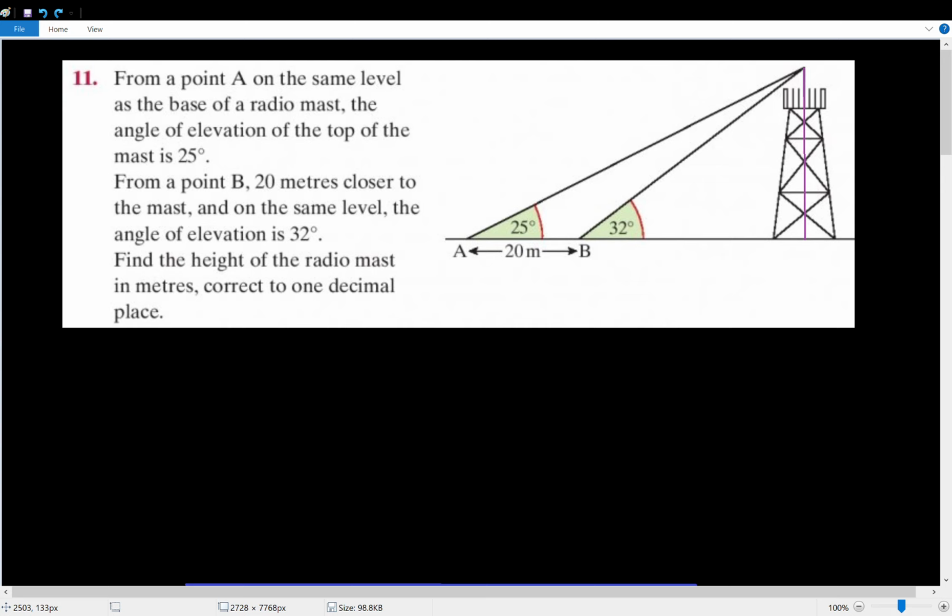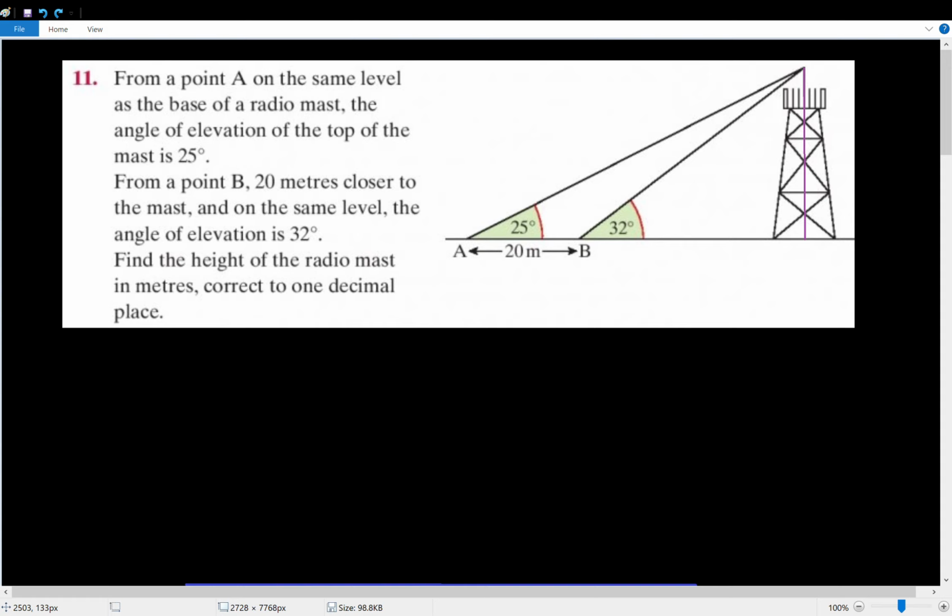This is question 11 from exercise 3.4 in Text and Test 4 new edition. From a point A on the same level as the base of a radio mast, the angle of elevation of the top of the mast is 25 degrees. From a point B 20 meters closer to the mast and on the same level, the angle of elevation is 32 degrees. We have to find the height of the radio mast in meters correct to one decimal place.